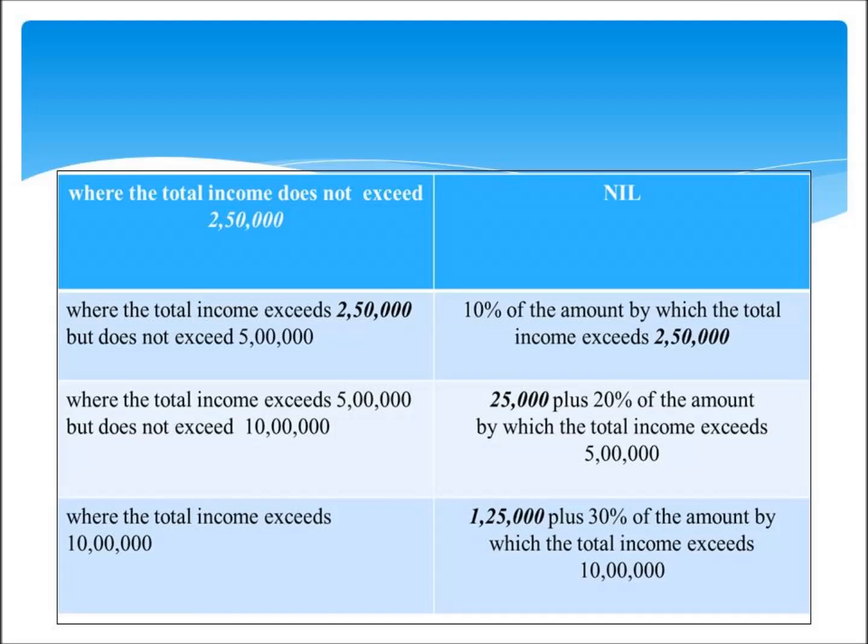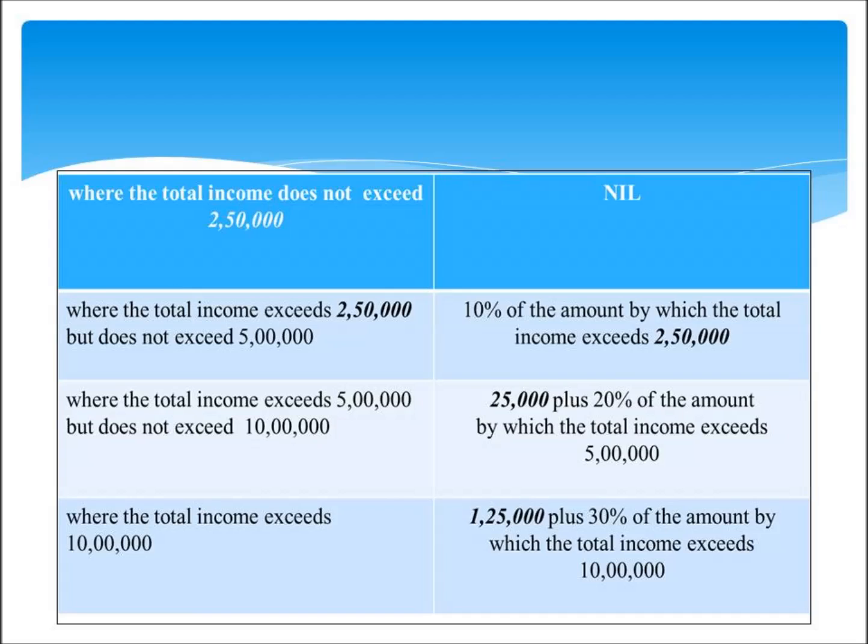The first category people are not required to pay any tax. The second category, people ranging from 2,50,000 to 5 lakh are required to pay tax at the rate of 10% of the amount by which the total income exceeds 2,50,000. The third category of individuals whose income ranges from 5 lakh to 10 lakhs are required to pay income tax at the rate of 25,000 plus 20% of the amount by which the total income exceeds 5 lakh.